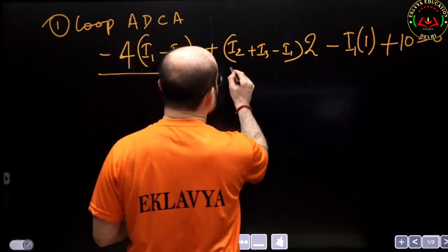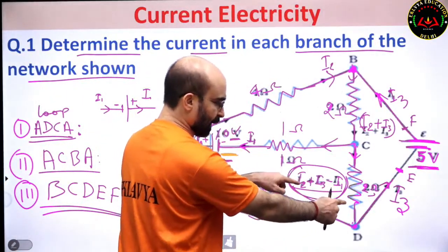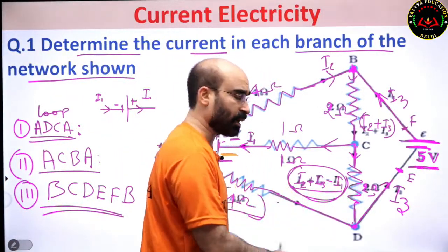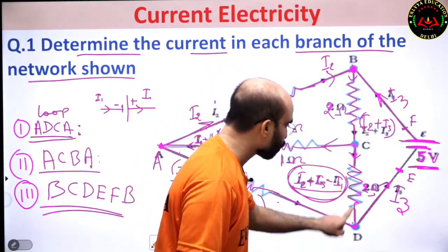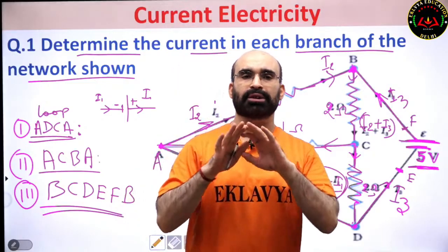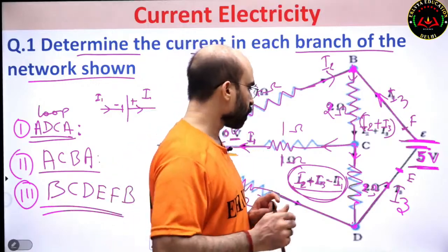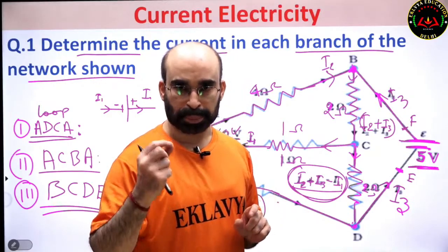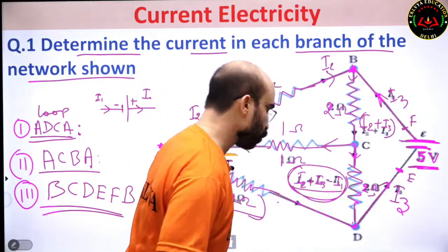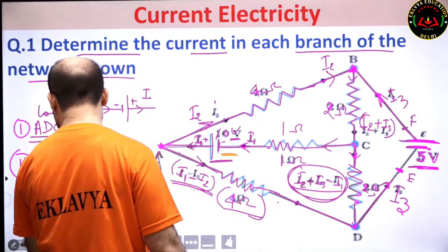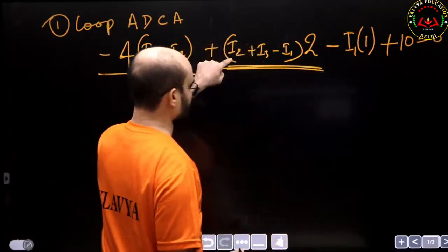Now from D to C, the current across this 2 ohm resistor is I2 plus I3 minus I1. We are traversing opposite to the direction of current. When we are traversing opposite to the direction of current, we have to take positive IR. So current is I2 plus I3 minus I1 into 2, where 2 is the resistor. So this we have taken positive, right?